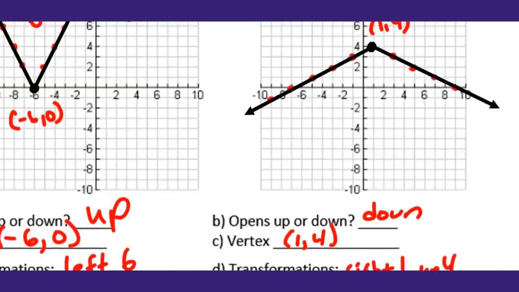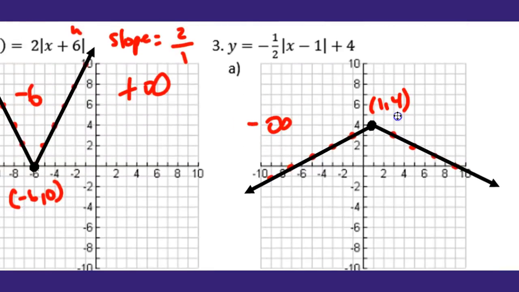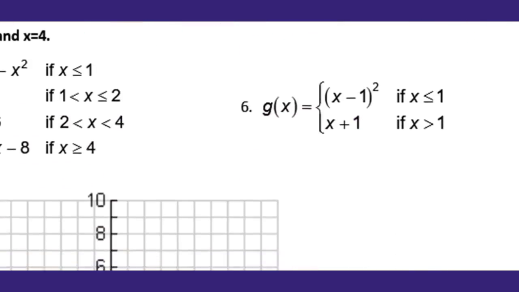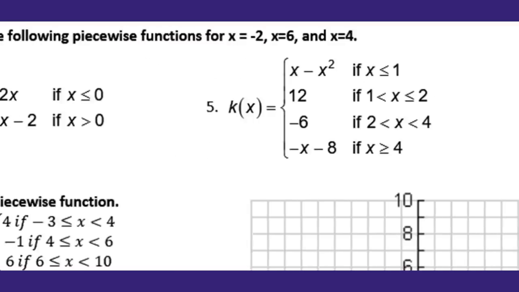And then my intervals of increase and decrease. Way out here is -infinity. My x value right here is 1, and positive infinity. Too many times I've seen people use the y value here. I don't know why you use the y value, guys. It's always the x value of the vertex, or h. So increase is -infinity to 1, and decrease is 1 to positive infinity.